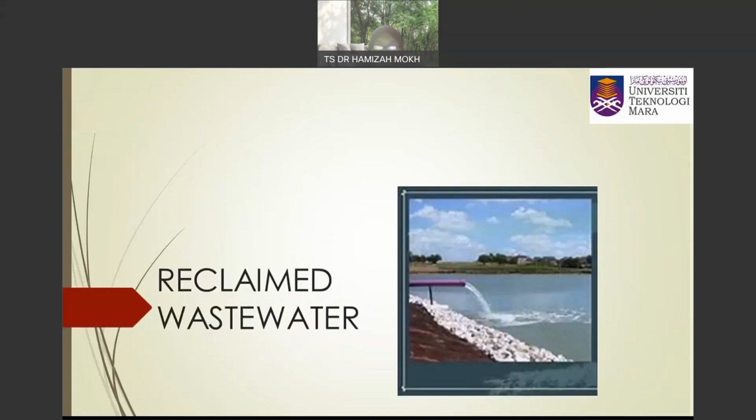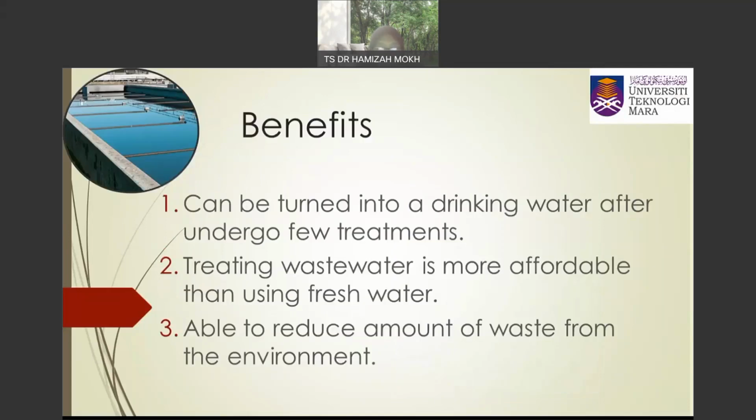Moving to reclaimed wastewater. We have 3 main benefits. First, it can be turned into drinking water after undergoing a few treatments. Treatments include conventional treatment or maybe advanced treatment. And then treating wastewater is more affordable than using fresh water. Because we have a shortage of fresh water, treating wastewater is affordable, compared to using fresh water and needing to pay the bill for it. The last benefit is that it is able to reduce the amount of waste in the environment.